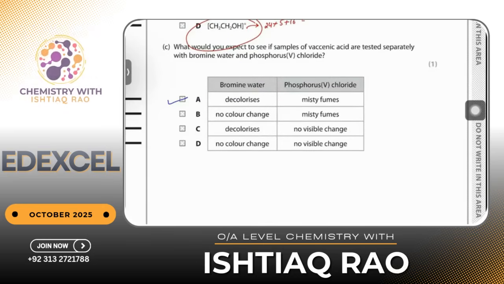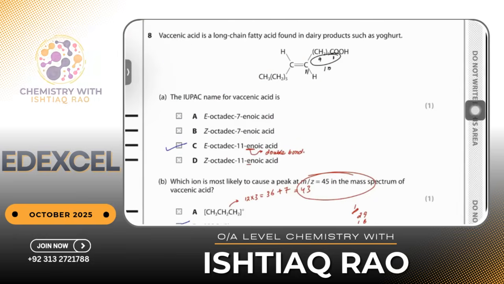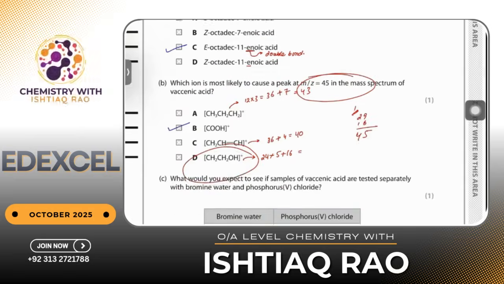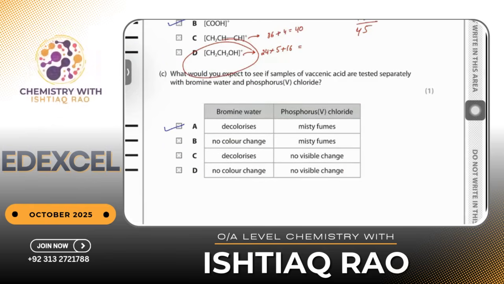What would you expect to see if samples of vaccenic acid are tested separately with bromine water and phosphorus chloride, PCl5? Since in vaccenic acid you can see the presence of a double bond, the bromine is going to be decolorized by this sample. So I would say decolorizes. I have two options, A and C. PCl5 of course reacts with a carboxylic acid, so it would be giving you misty white fumes of HCl. So yes, option A is correct.